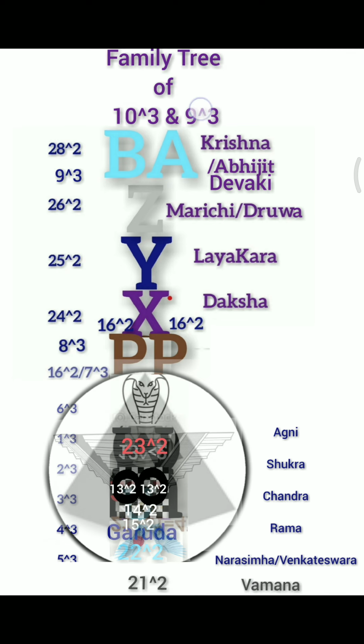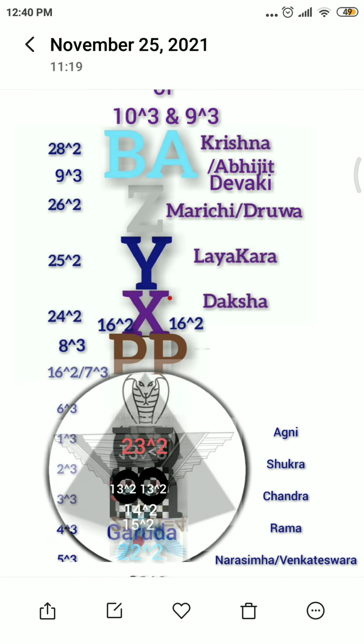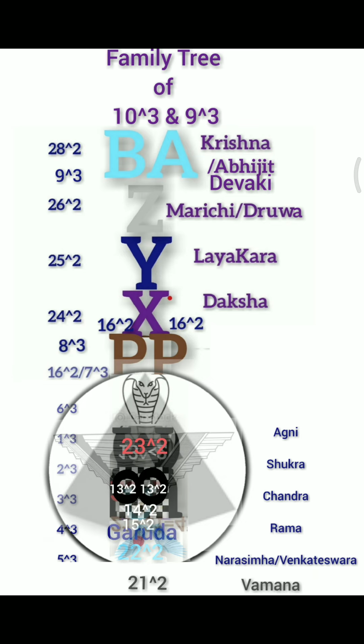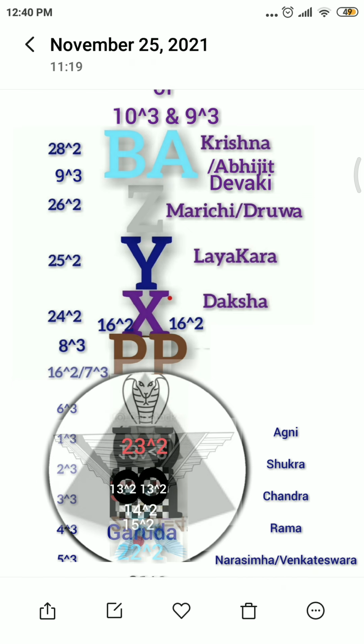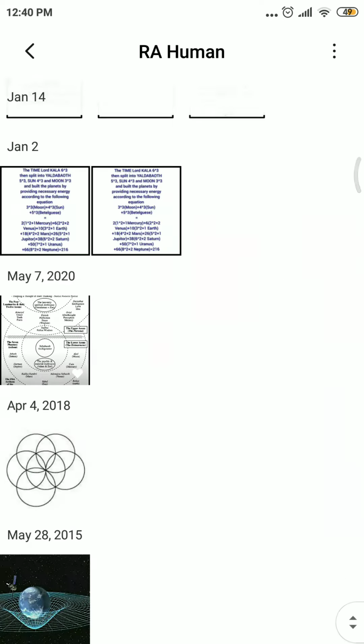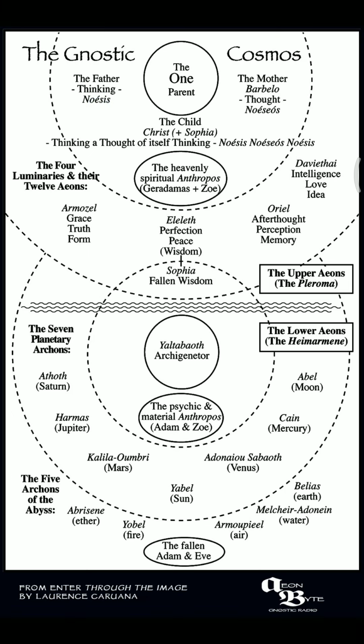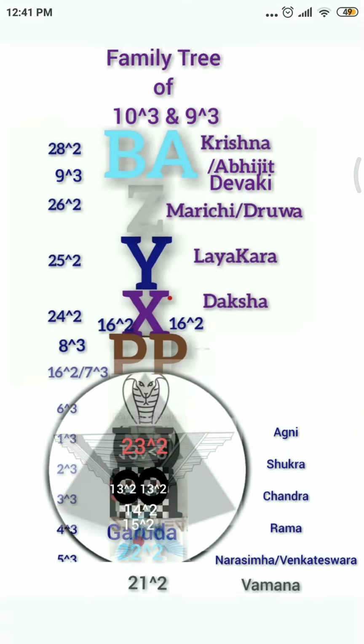So 10 cube and 27 squared are the father and mother here. 28 squared is a Christ figure or Krishna. 27 squared is 9 cube, of course Devaki, the mother. As I always tell you, the father is 10 cube, the mother is 27 squared, and the child is 28 squared, right? With that I'll go back to the present discussion.